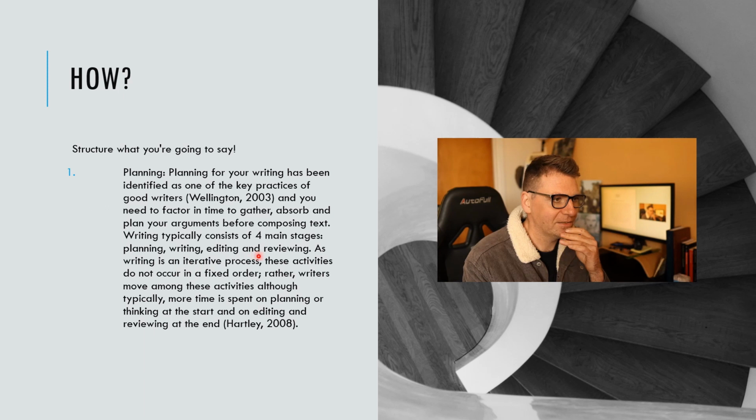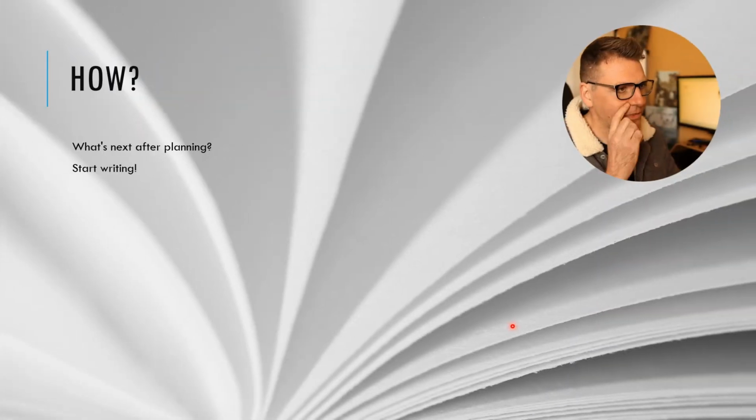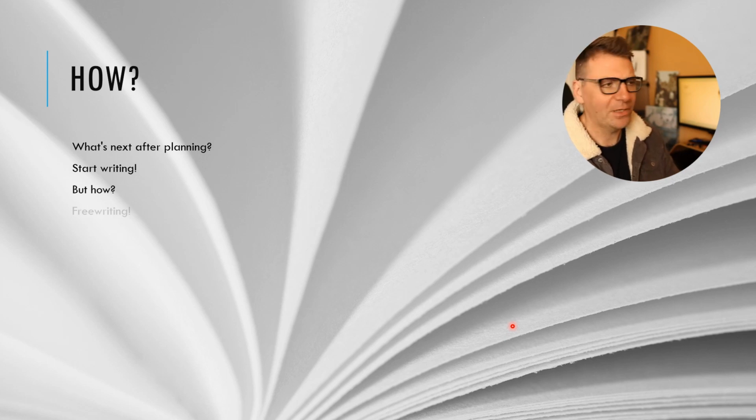As writing is, look, there's our favorite word again, which I'm not going to try and say. These activities do not occur in a fixed order. Rather, writers move among these activities, although typically more time is spent on planning or thinking at the start and on editing and reviewing at the end. So what's next after planning? We'll start writing, okay? But how do you do that?